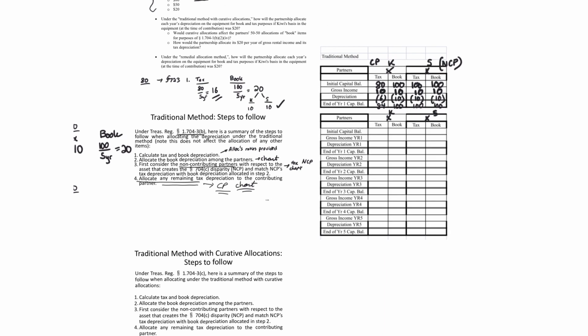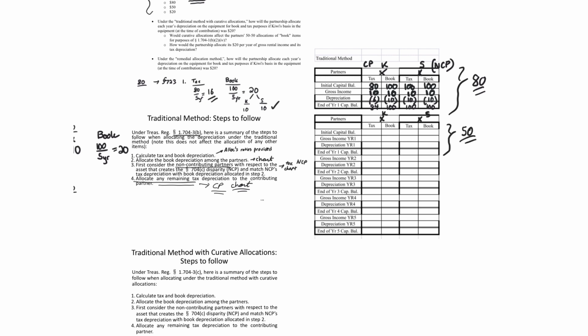We're doing step 1. 50 divided by 5 is 10 per year. That's tax. Book, we take 100 divided by 5, right? 5 years. 20 again. It's always 20, right? Book. It's always 20. So this is the traditional method. When we had 80, we're going to do below what it looks like when we have 50.